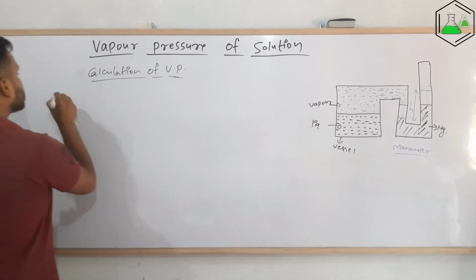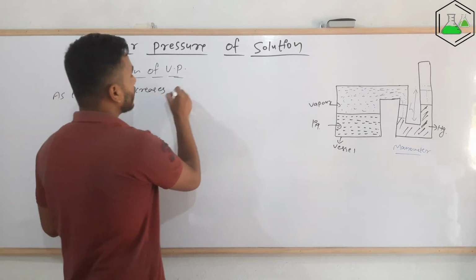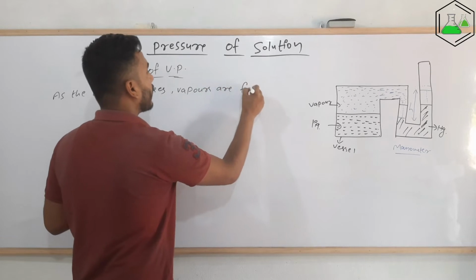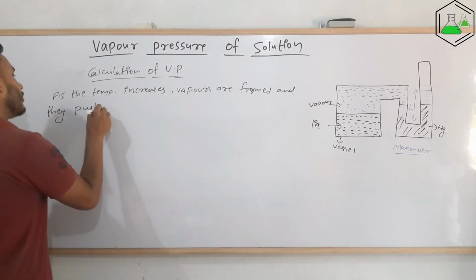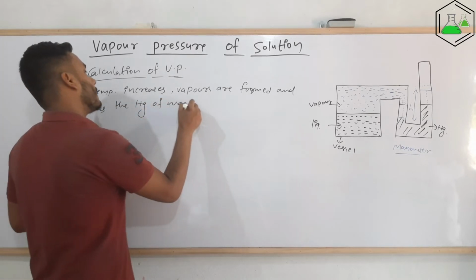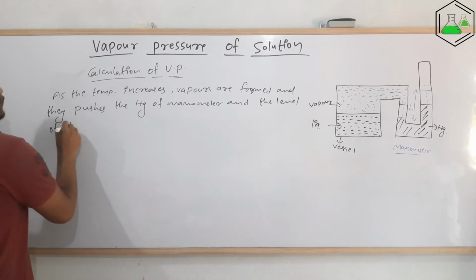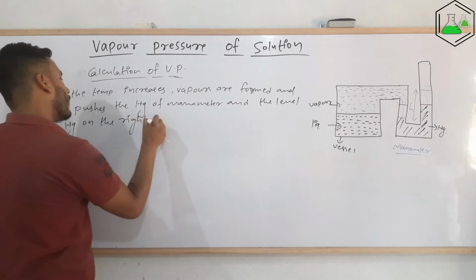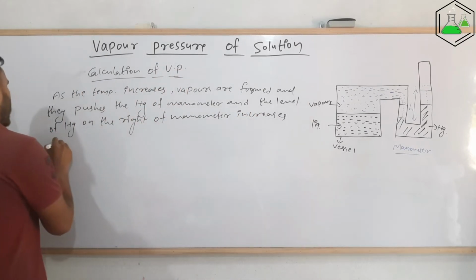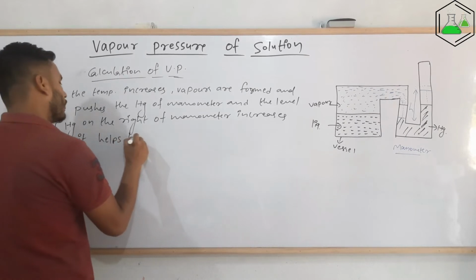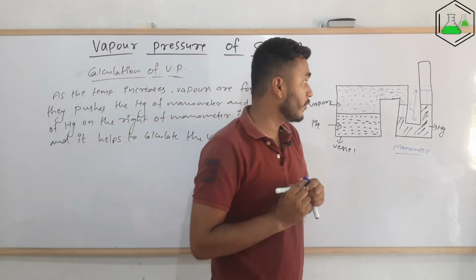Let me write a little bit of things over here. As the temperature increases, vapors are formed, and they push the mercury of the manometer, and the level of mercury on the right of the manometer increases, and it helps to calculate the value of vapor pressure. So this is how we calculate the value of vapor pressure, okay?